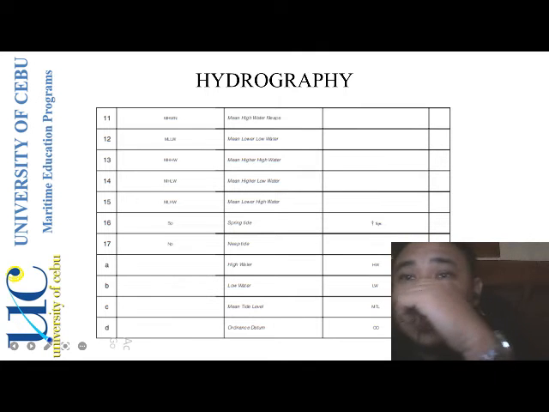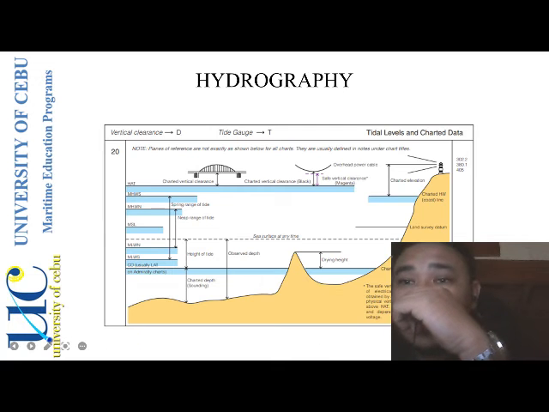So SP means spring tide. So NP means neap tide. And the HW means high water. The LW means low water, and the MTL means mean tide level. So the Ordnance Datum means OD.